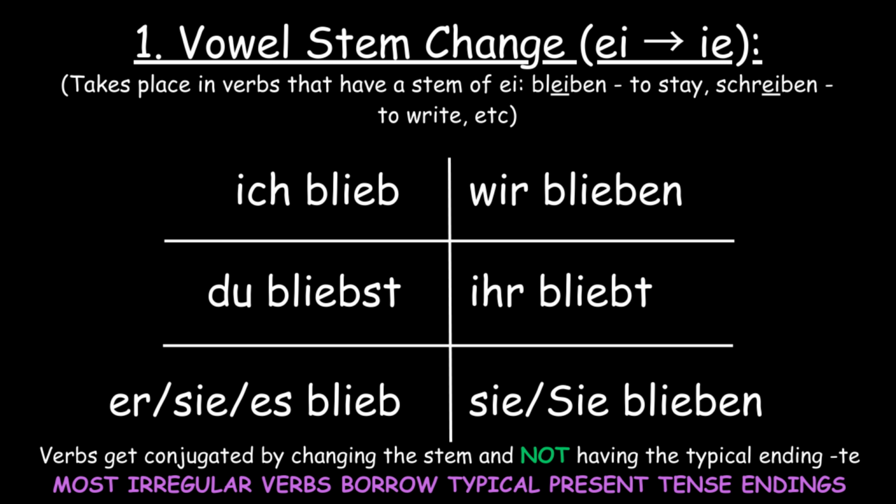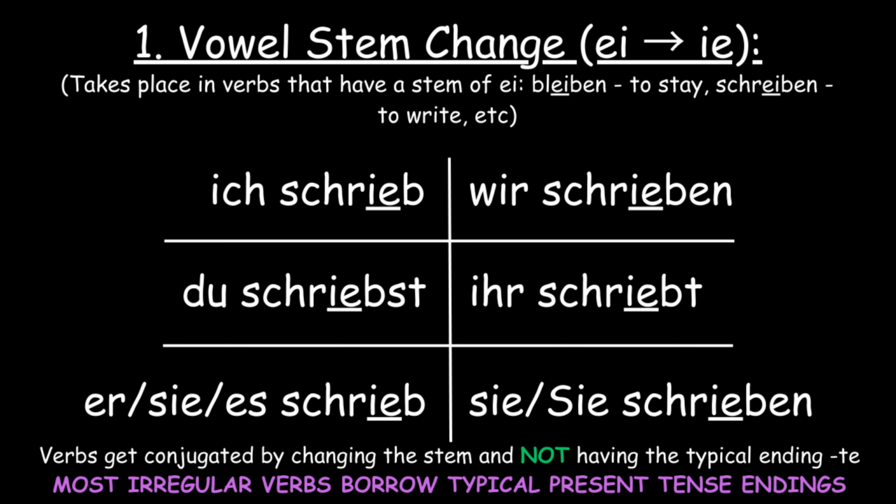As you can see, the stems in every conjugation were changed, and present tense endings were added to the verb, along with the pronouns ich, sie, and es having the same conjugation, and wir and sie also having the same conjugation. In the same way, schreiben will look like this. Ich schrieb. Du schriebst. Sie, es schrieb. Wir schrieben. Ihr schriebt. Sie schrieben.